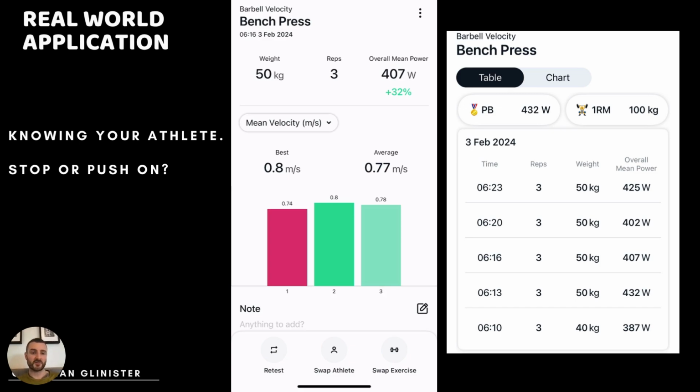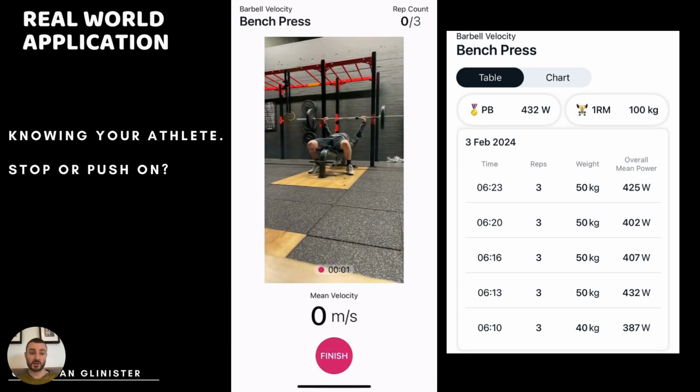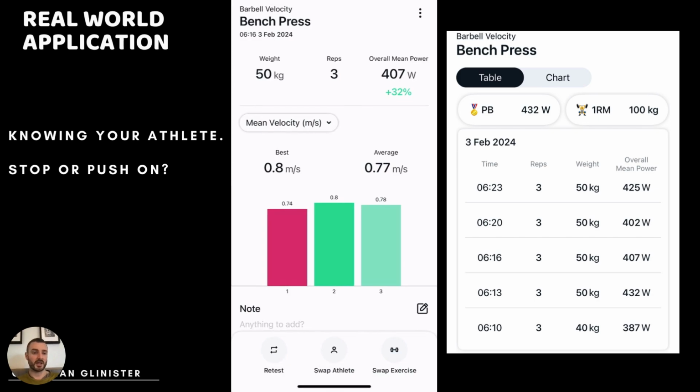But as you can see, I've written on the left there, know your athlete. So knowing your athlete, do they just need to push on a little bit more? Do they need a bit more encouragement? Okay, and a little bit of a kick up the arse? Or do you know that they're fatigued? Can you read the real world signs? Do you know your athlete well enough?